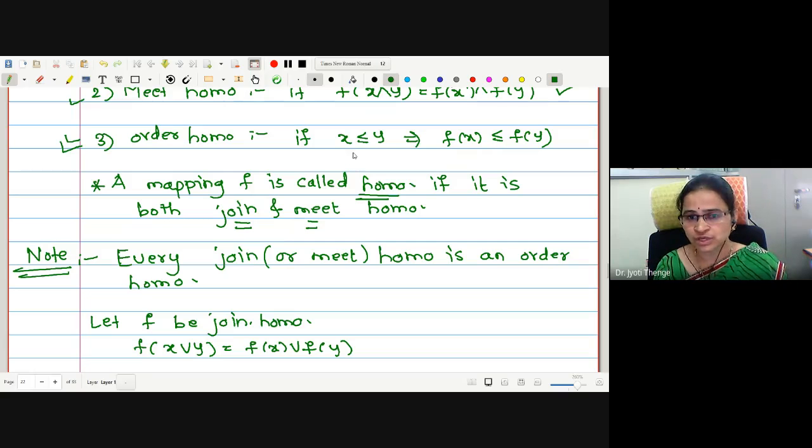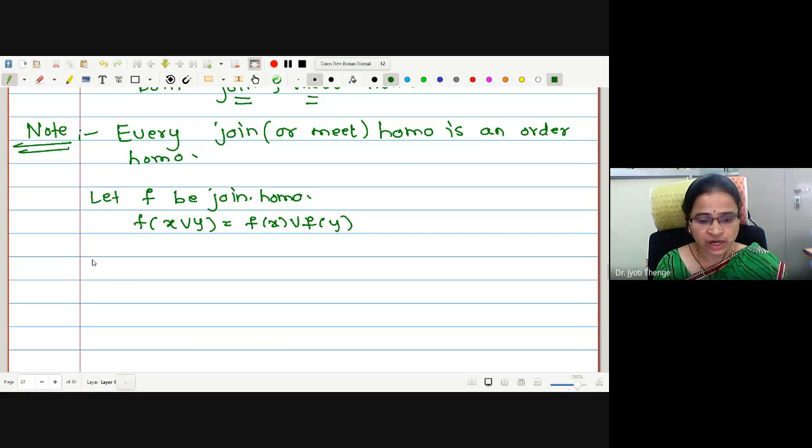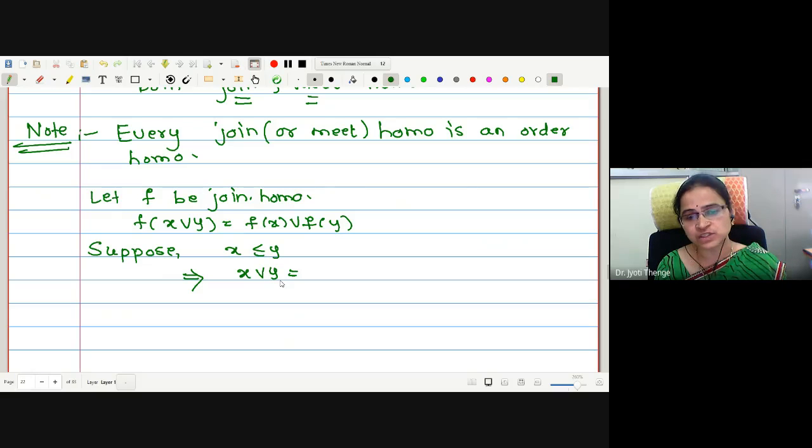What does one have to check for order homomorphism? x precedes y implies f of x precedes f of y. Therefore, let me suppose x precedes y. But if x precedes y, what is the value of x join y? In the properties we have seen this.